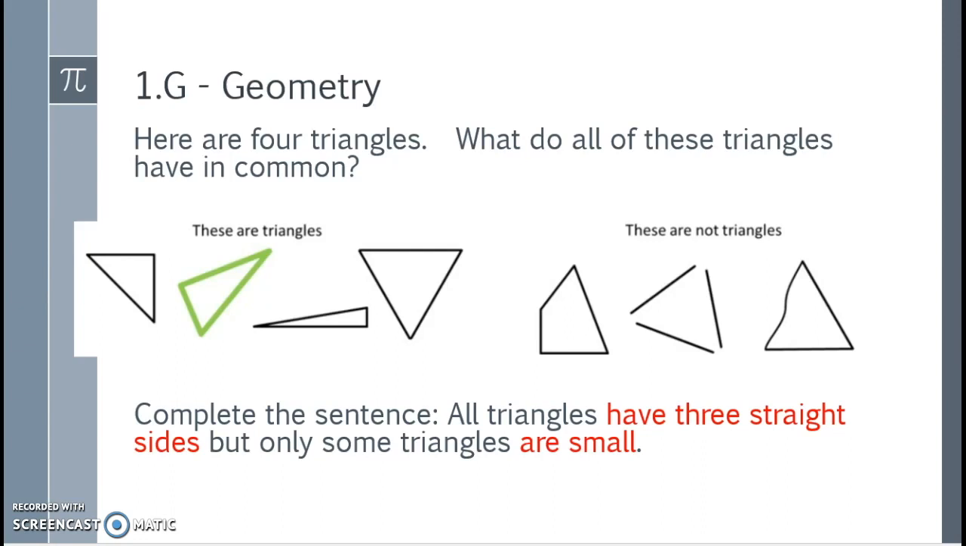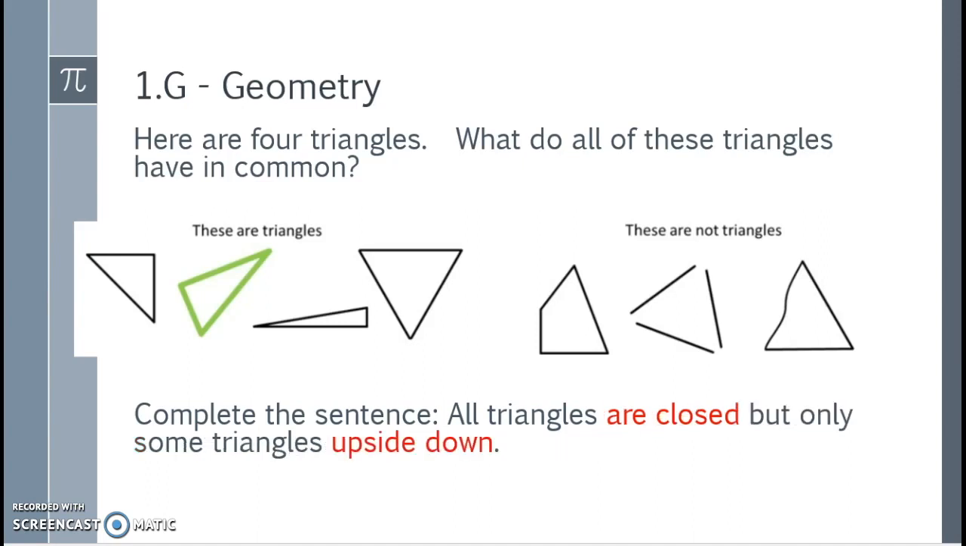All triangles have 3 straight sides, but only some triangles are small. First graders are very literal, so think about that as I'm going through some of these. Another option, all triangles are closed, but only some triangles are upside down.